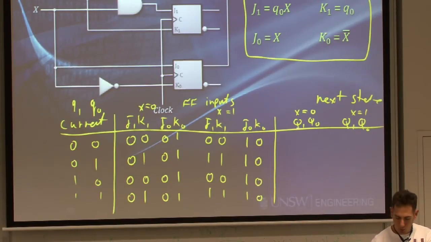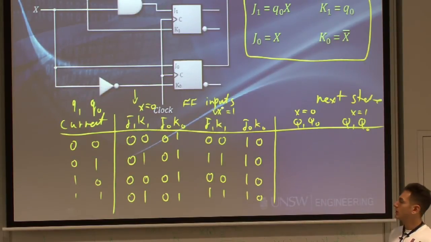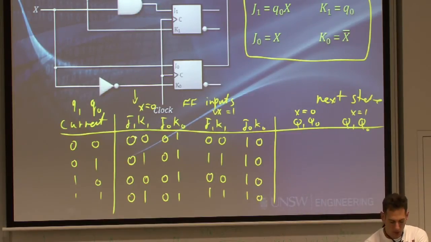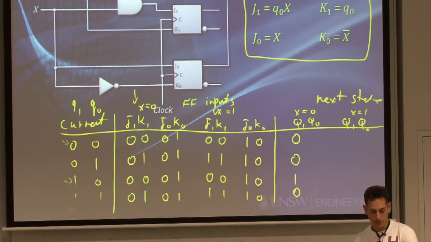So looking at Q1, the next state for Q1 will be influenced by this column and this column. So for Q1, x equals 0. If we have 0, 0, we're retaining the original Q1, which is this one. For 0, 1, we're resetting it to 0, regardless of what we had before. 0, 0, we're retaining what we had. 0, 1, we're resetting it, again, regardless of what we had.